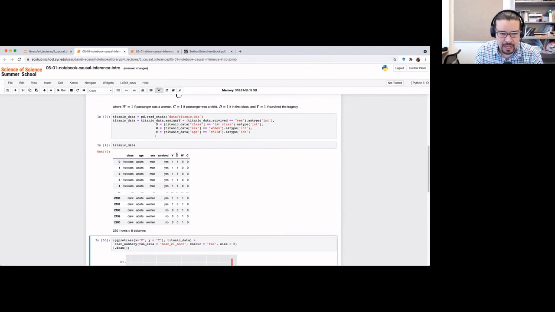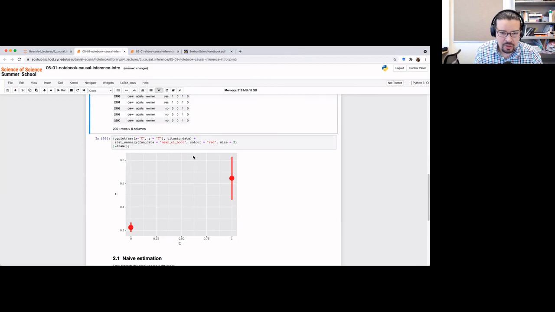I rename things with numbers so that it's easy. So class, we have all the class. We have ages, sex, whether you survive or not. So Y will be whether you survive or not. D will be the treatment, so first class or not first class. W will be woman or not woman, the gender. And C will be child or not child.